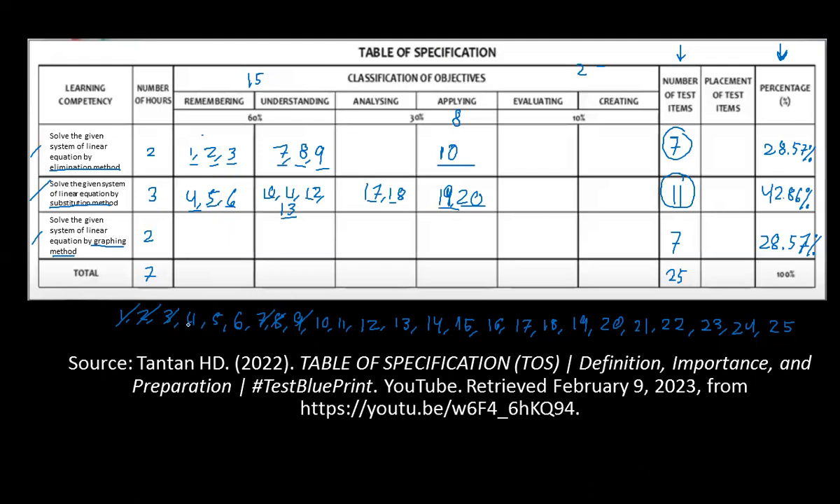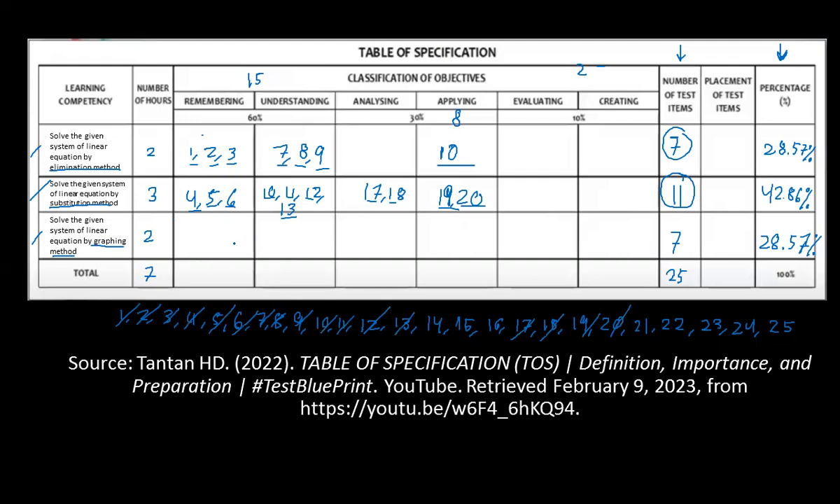So let's cancel out yung mga napili na natin. So 4, 5, 6, 10, 11, 12, 13, 17, 18, 19, and 20. So ilan na lang natitira? So si 14, 15, 16, 21, 22, 23, 24, 25. I think that's 8 or 7. But let's take a look. Okay? So then, paano naman kapag graphing method?